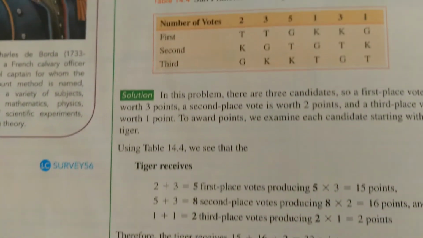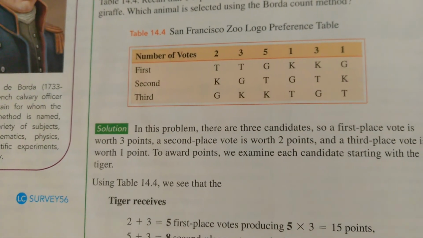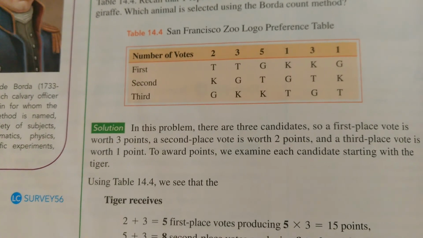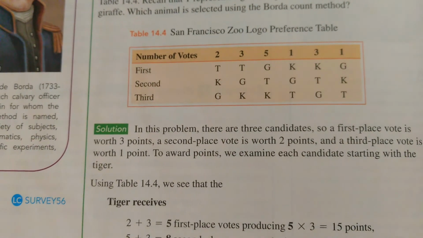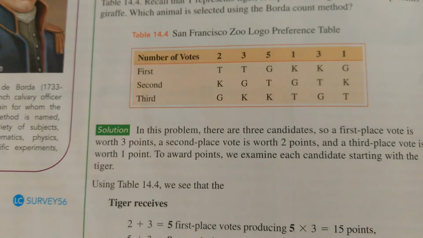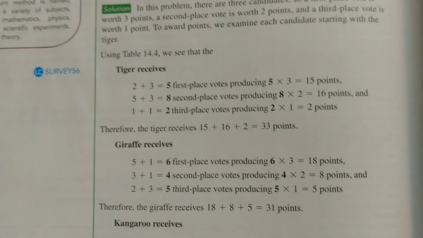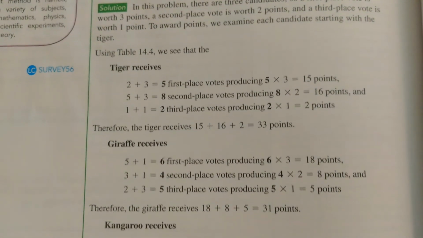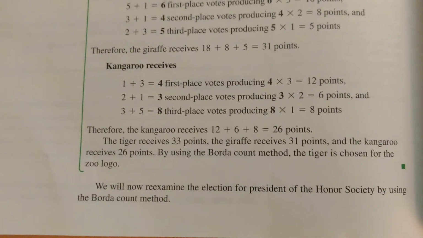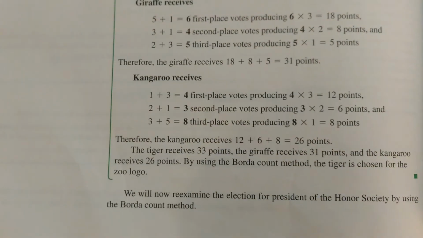We do the kangaroo. Kangaroo had 4 first place votes, 3 second place votes, and 7 third place votes. We do the math there, we get 26. We can see that the Tiger gets the most amount of points, so the Tiger is elected. This is the Borda count method.